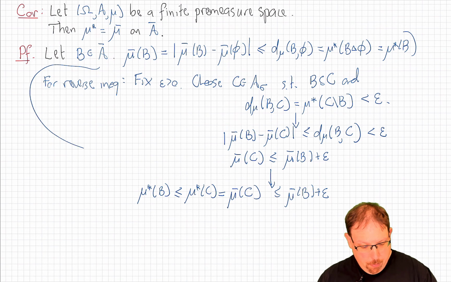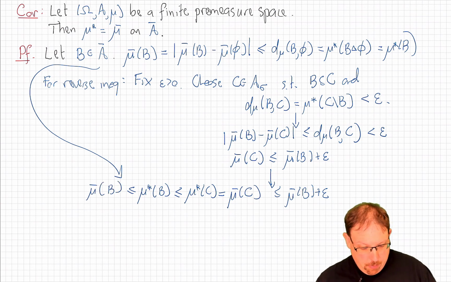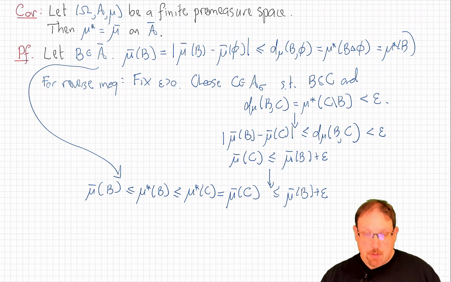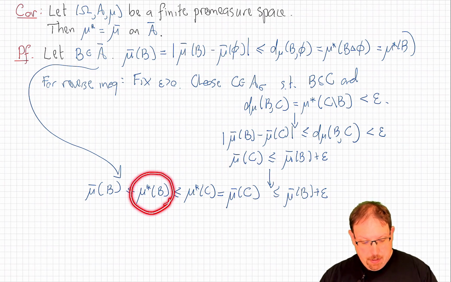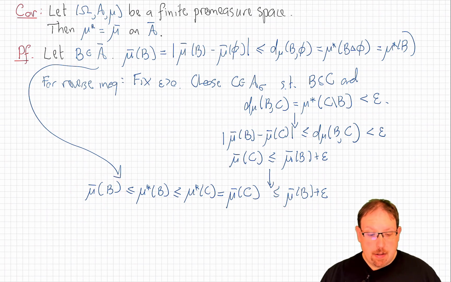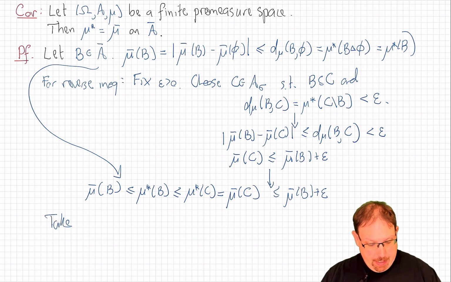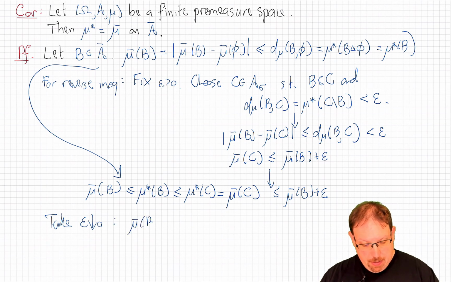And from what we proved in the first inequality, mu bar of B is less than or equal to mu star of B. And so that shows that mu star of B is squeezed in between mu bar of B and mu bar of B plus epsilon for any epsilon we care to choose. Therefore, taking epsilon down to 0 shows that mu bar of B is equal to mu star of B for any B in the closure of A, concluding the proof.